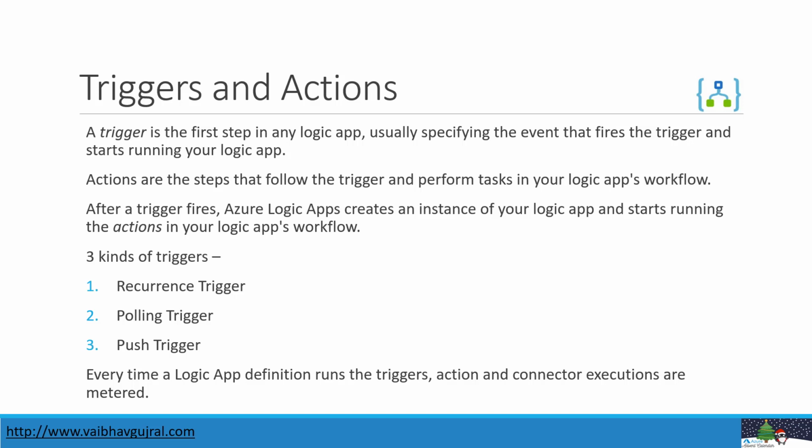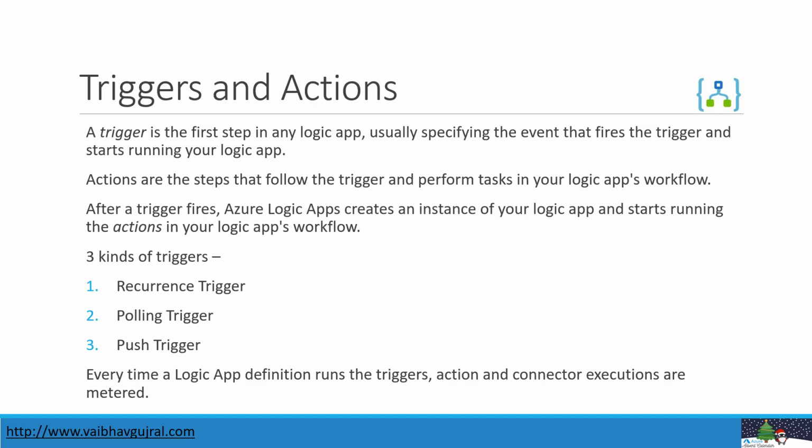Just like Azure Function, a trigger is the first step in any Logic app, usually specifying the event that fires the trigger and starts running your Logic app. Actions are the steps that follow the trigger and perform tasks in your Logic app's workflow. After a trigger fires, Azure Logic Apps creates an instance of your Logic app and starts running the actions in your Logic app's workflow. There are three kinds of trigger.